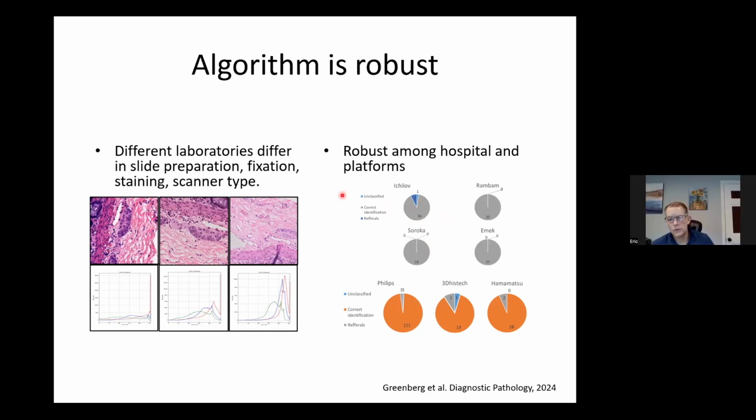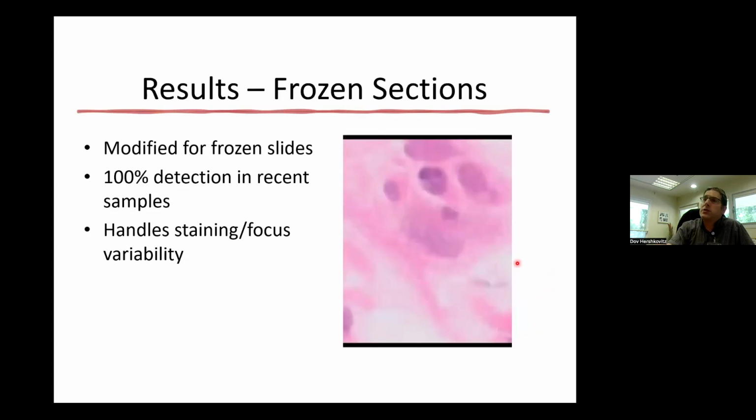And then the scanner results, also with the different scanners. Yep. And we also trained the algorithm to work with frozen sections. So we took samples from our department. It's a big challenge. A lot of artifacts on the slides. To the eye of the pathologist, it looks very different. So we made some modification to the algorithm to adapt also to this type of images.